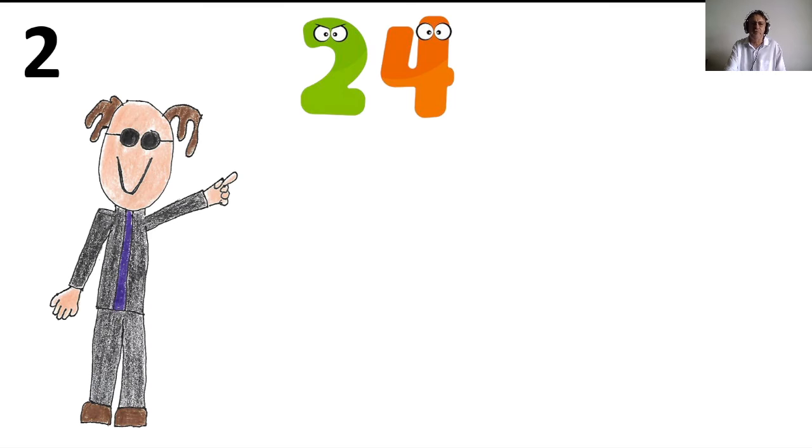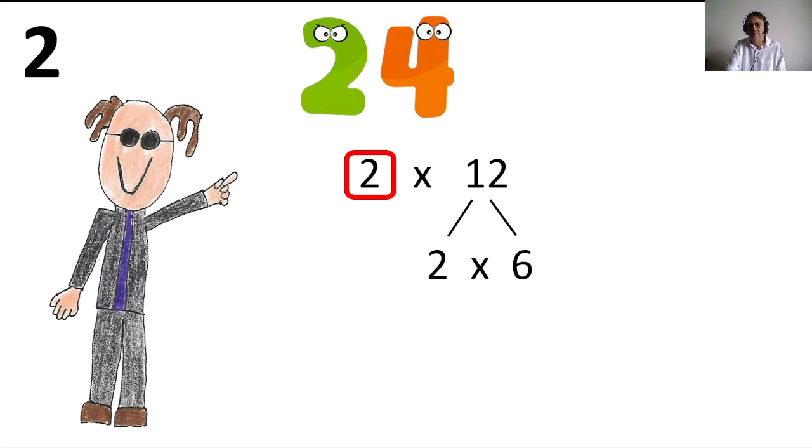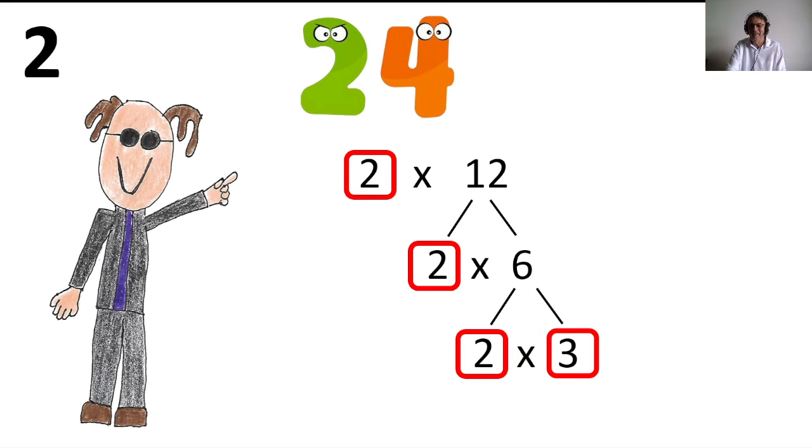Okay, so first of all, we must, of course, divide 24 by 2, which gives the equation of 2 times 12. 2 is a prime number, 12 is a composite number. So we divide 12 by 2, gives us 2 times 6. 2 is a prime number, so we circle it. We now need to divide 6 by 2, gives us 2 times 3. Yes, agreed? So the answer is, of course, 24 equals 2 times 2 times 2 times 3.